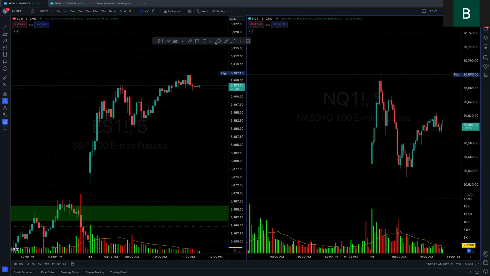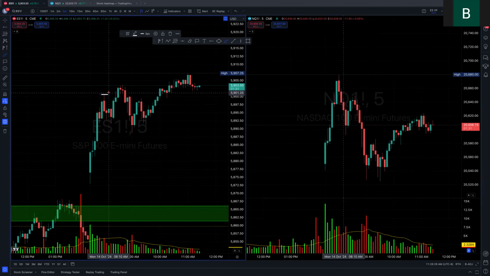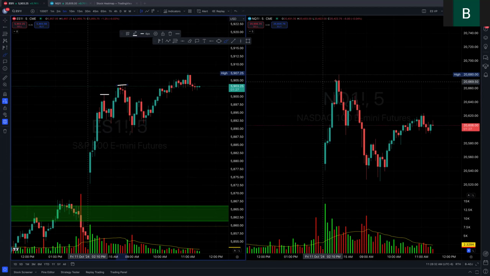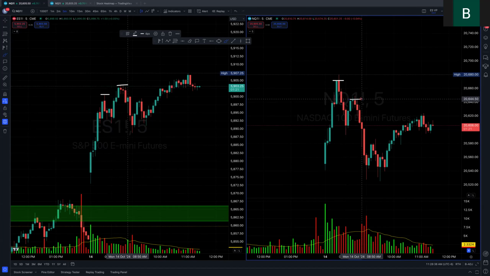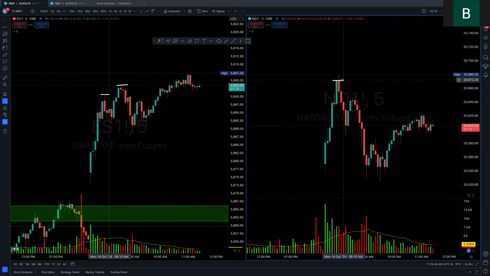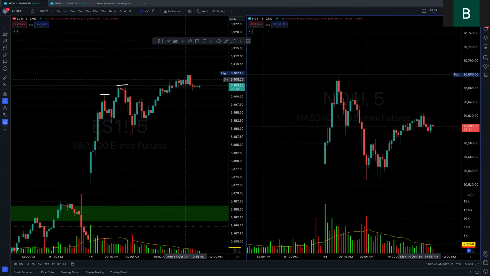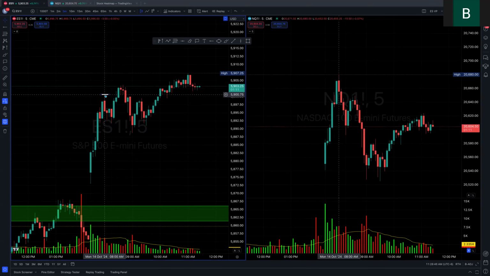Basically, for example, here ES was making a high and then another high right here, a higher high. But over here we had NQ making one high and then a lower high. So this is a divergence in the market. So we're going to be using something like this to find potential scalps.